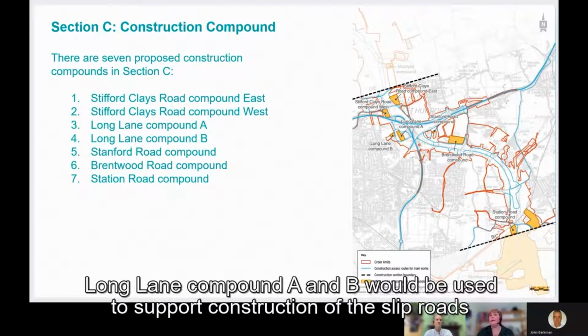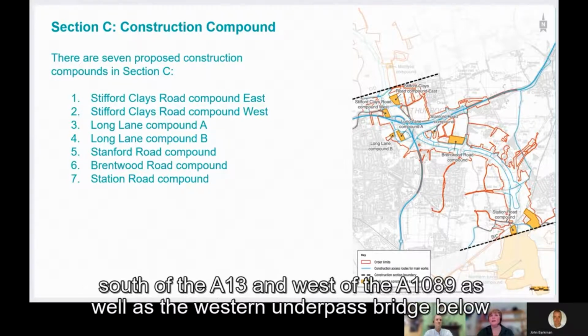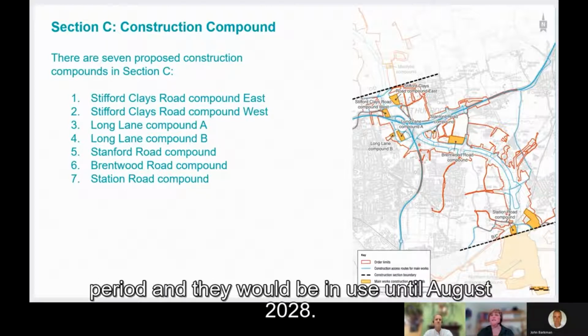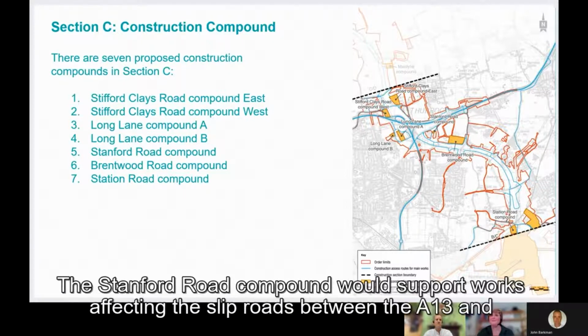Long Lane compounds A and B would be used to support the construction of the slip roads south of the A13 and west of the A1089, as well as the western underpass bridge below the A13. Access would be via Long Lane. We would set up the compounds early in the construction period and they would be in use until August 2028.